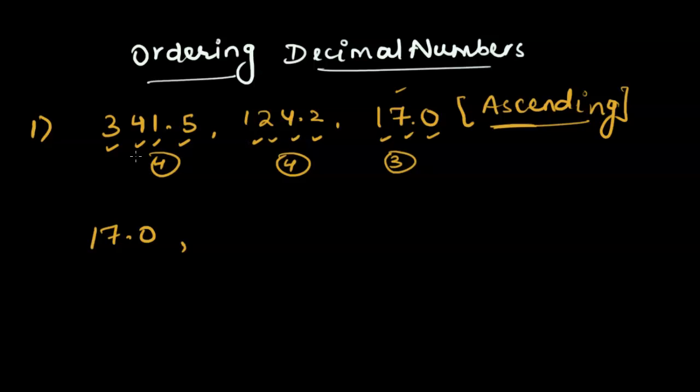Next is going to be out of this or this. How do we decide? Both are 4-digit numbers, so we check the place values. 3 is compared to 1. Because 1 is smaller than 3, we put 124.2 first, and at the end we put 341.5. Same way we can order numbers in descending order or decreasing order, that is from greatest to least.